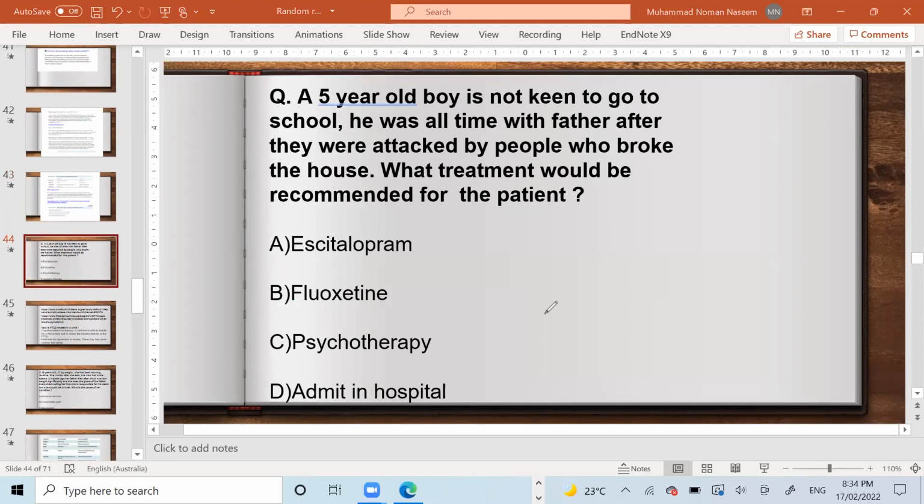Our next question is, a 5-year-old boy is not keen to go to school. The reason is that he's with his father all the time after they were attacked by people who broke into the house. Now, this is a traumatic situation the boy has passed, and he doesn't want to go to school. What treatment would you recommend for this 5-year-old boy? A, escitalopram, B, fluoxetine, C, psychotherapy, or D, admit this patient into the hospital.